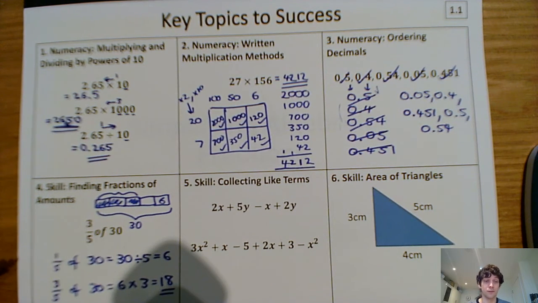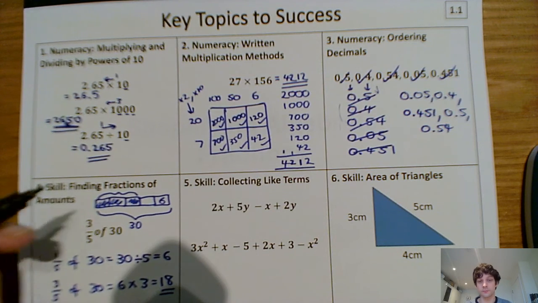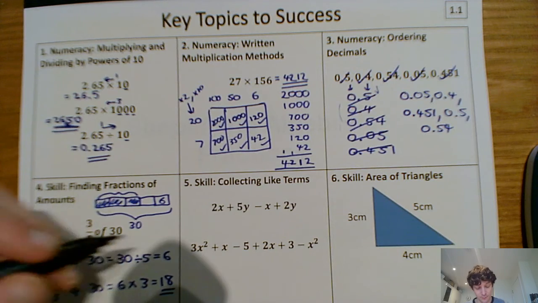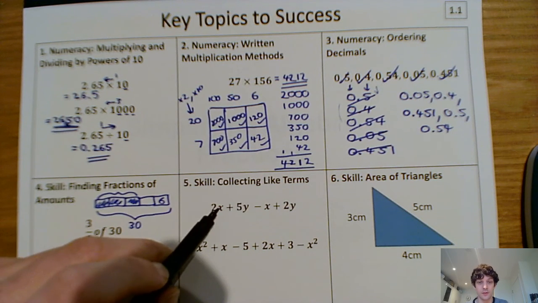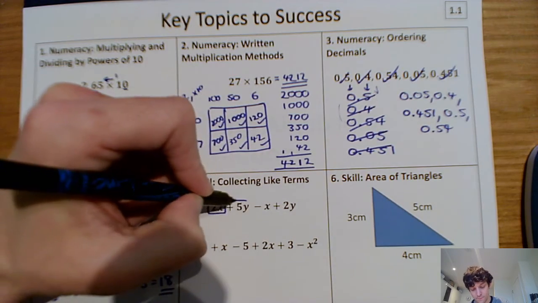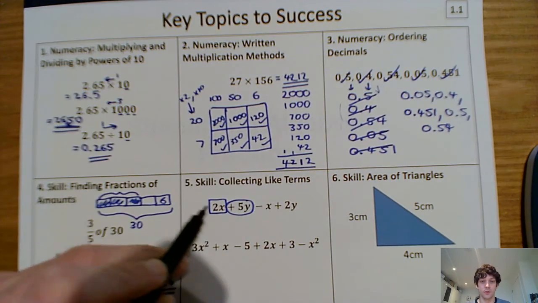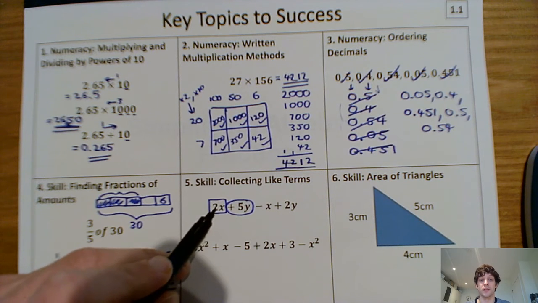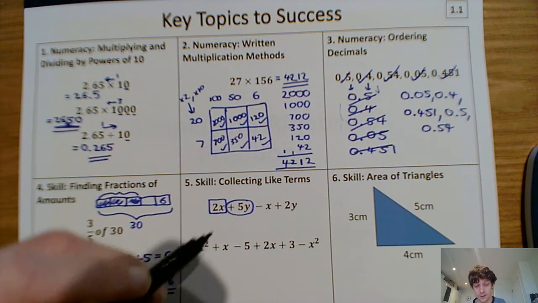That's how I'm finding fractions of amounts. To collect like terms, we're looking for lots of the same thing here. The way I'd read this out, this is 2 lots of x. Let's put a box around that. 5 lots of y. They're not lots of the same thing, that's why I've used a different symbol. Because that's lots of x, that's lots of y.